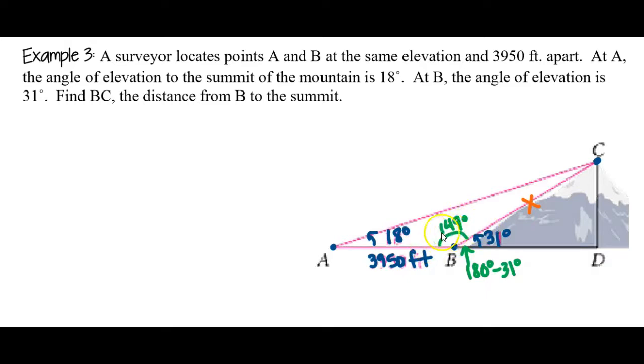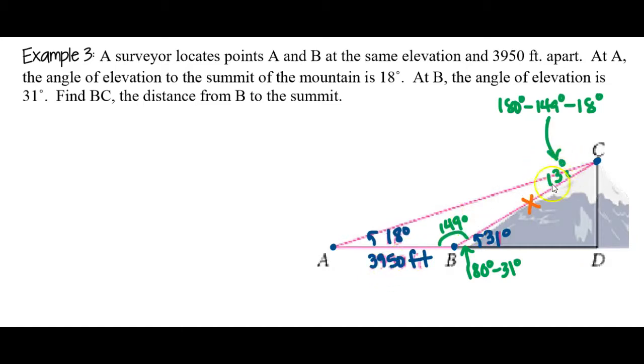Well, that works out because now we know these two angle measures, so we can figure out what is left for this angle measure. We're going to take 180 degrees, subtract out the 149, and also subtract out the 18 degrees. When we do that, we come up with this little angle measure left here is only 13 degrees left. So now we have enough information to do the law of sines.